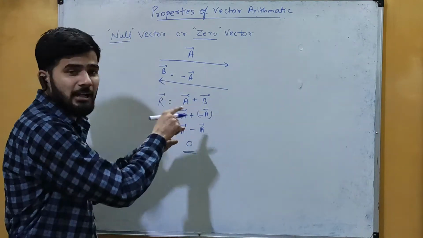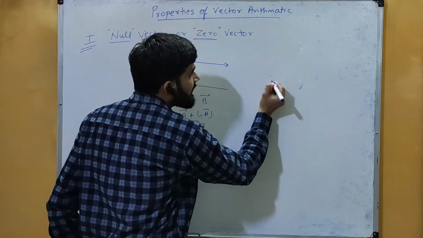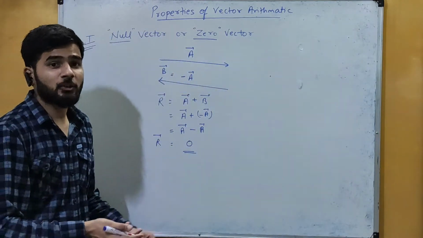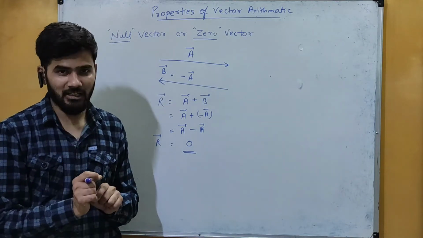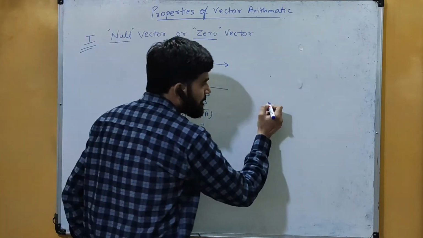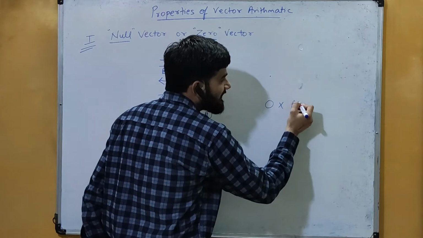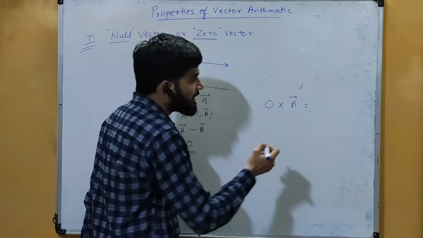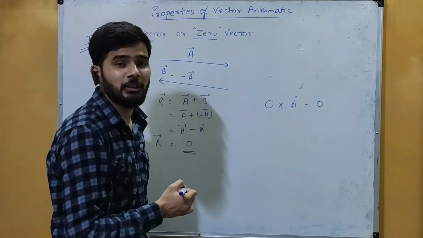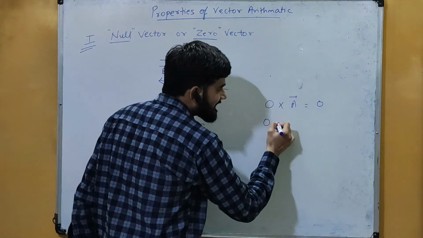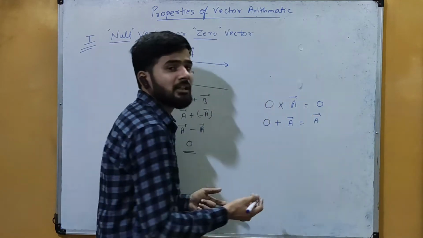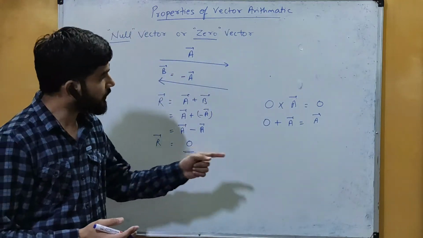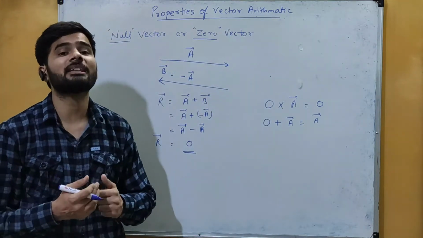So when we add both of these, we will simply get a point. So we are calling that vector a null vector or a zero vector. And if you are multiplying this zero vector with any vector, then you will get the resultant as 0. But if you are adding this null vector with any vector, then you will get that particular vector. So this is about the zero or the null vector.